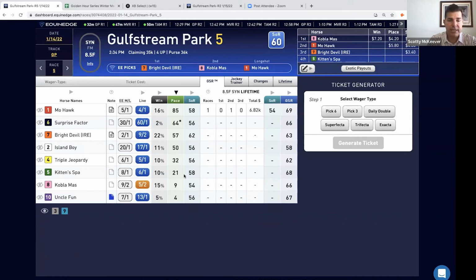And the reason is even a horse like the 6 horse, Surprise Factor, played a role in the outcome of this race by pressing the 1 horse, Mohawk. And by doing that, that helped the 8 horse, who had no speed. You can see with the 9 pace number, it came from far back to get up and win, all because of the 6. So even though the 6 was never going to win the race, nor would I use the horse, it played a factor in the outcome of this race.